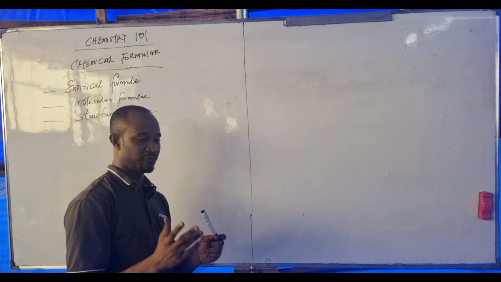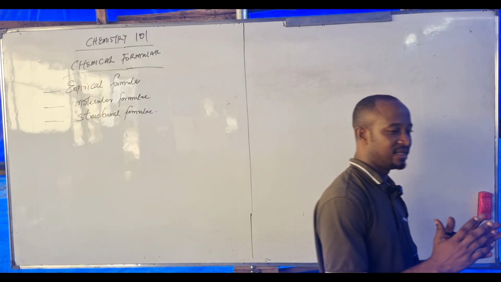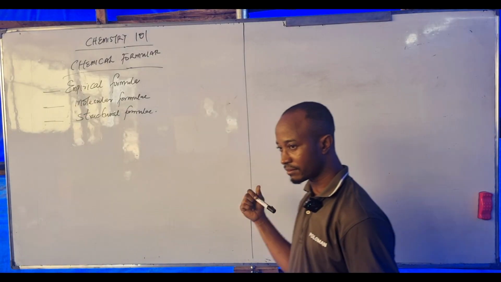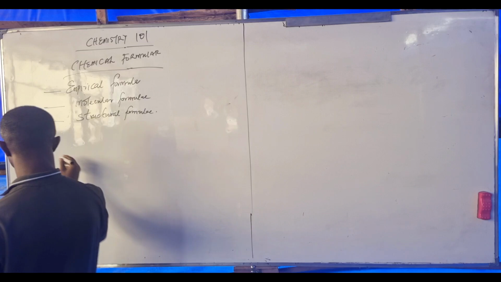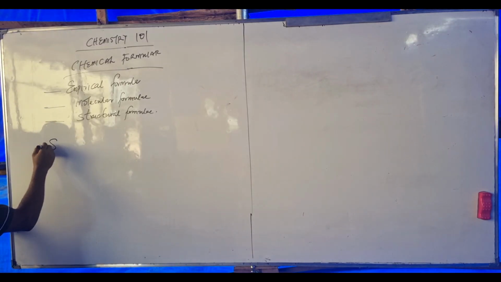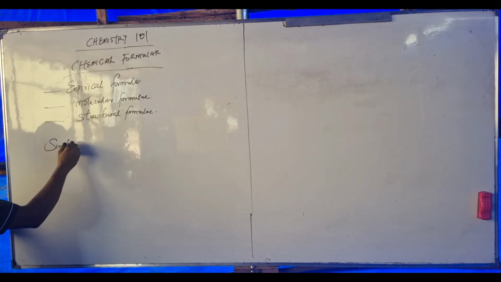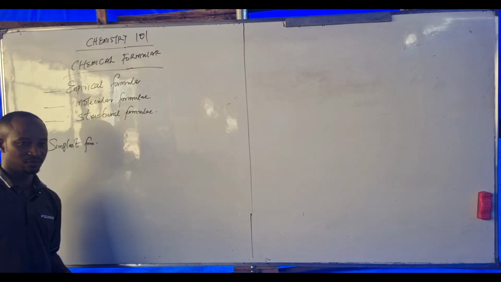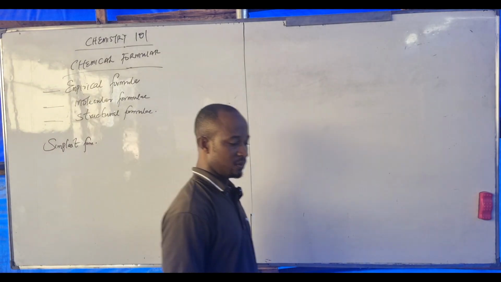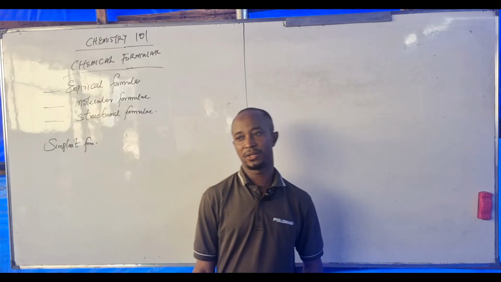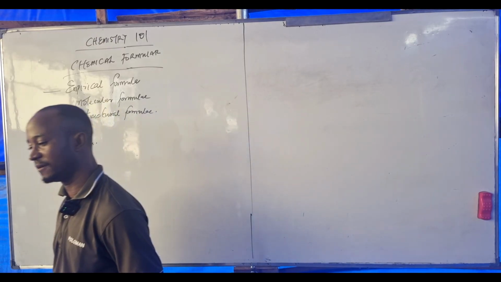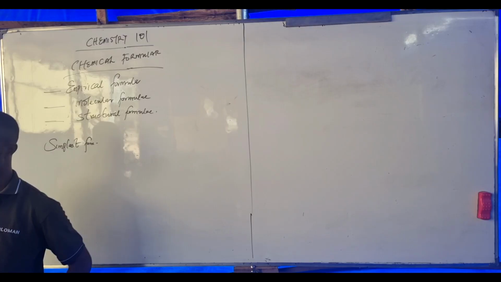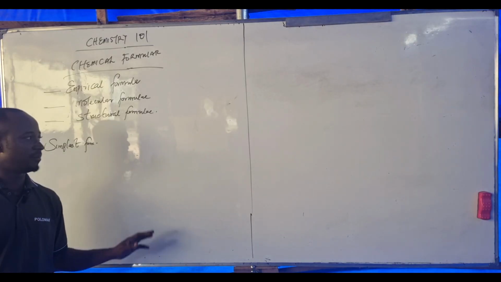Let's look at empirical formula. This is the simplest formula used in representing a compound. This is the simplest formula used in representing what? A compound.